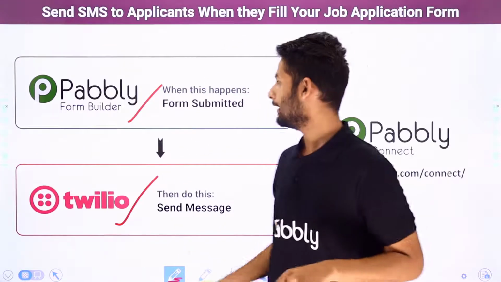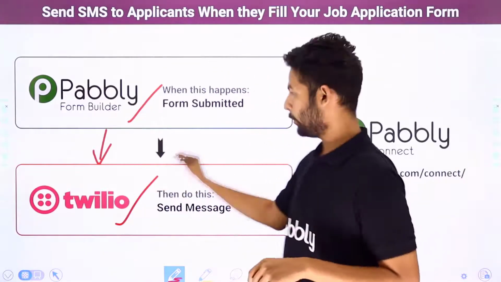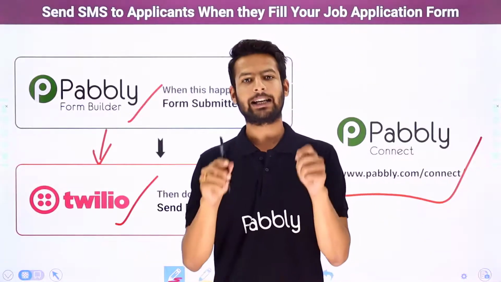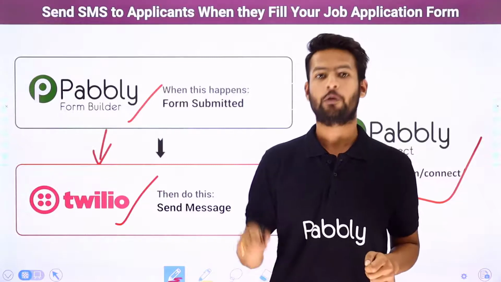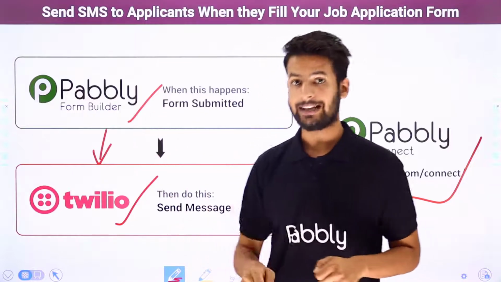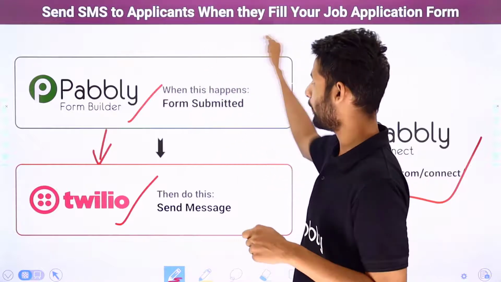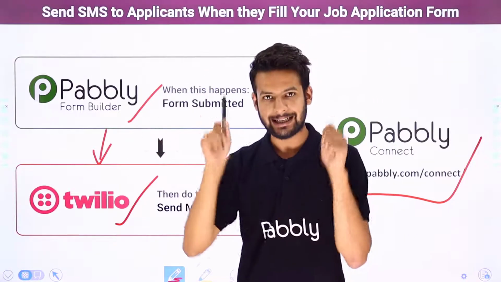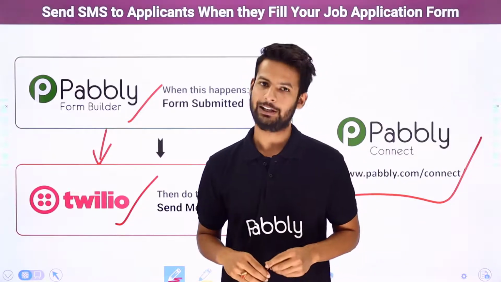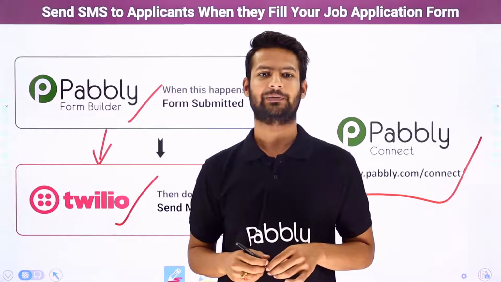What we're going to do here is link Pabbly Form Builder and Twilio together through Pabbly Connect. Now what is Pabbly Connect? Pabbly Connect is an integration and automation software. It will link Pabbly Form Builder and Twilio together so that every time the applicant fills the job applicant form which you have created in Pabbly Form Builder, Twilio will automatically send the text or SMS to the applicant on successful form submission. Understood? Now let me show you a real-time example on my screen.